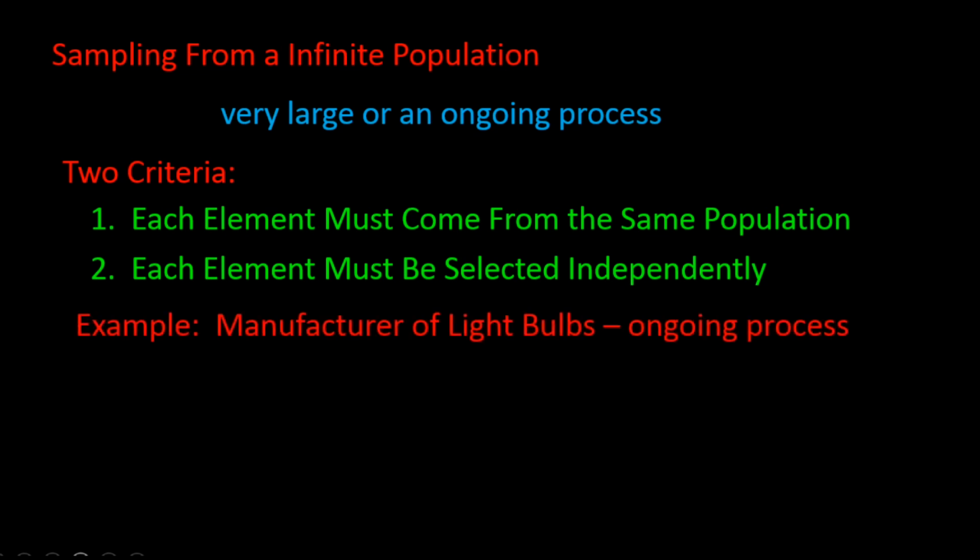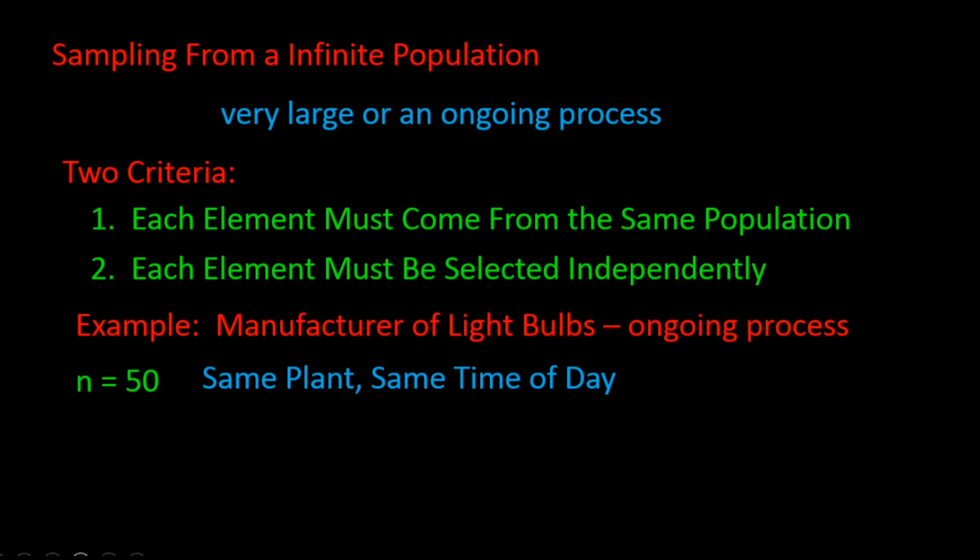So for our example, let's say we manufacture light bulbs. The process is ongoing, so the number of light bulbs produced is theoretically infinite. To take a random sample of, say, 50 light bulbs, we would need to first ensure that each element comes from the same population. We do this by making sure the light bulbs come from the same plant and at approximately the same time every day.